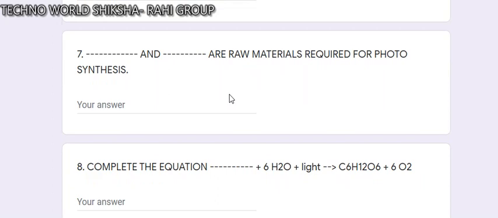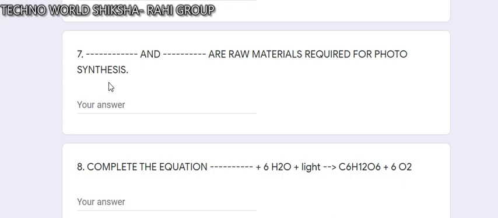Now we are moving to your question number 7. Dash and dash are raw materials required for photosynthesis. Very easy question, which you have been studying since class 5th, I think: which raw materials are required for photosynthesis.